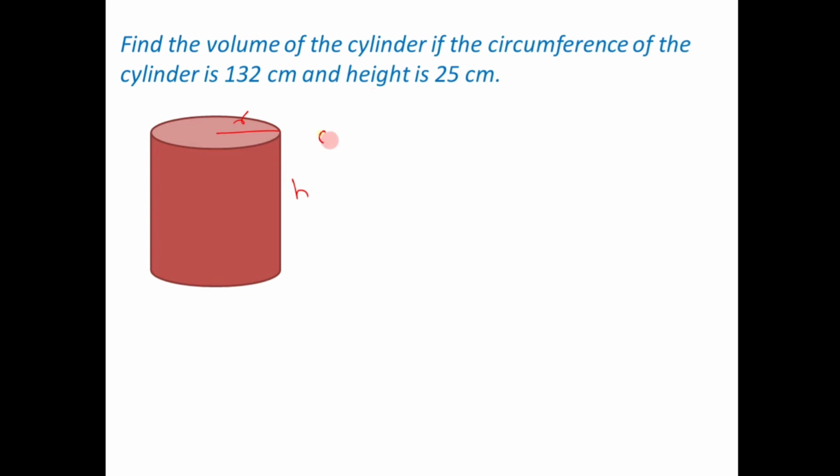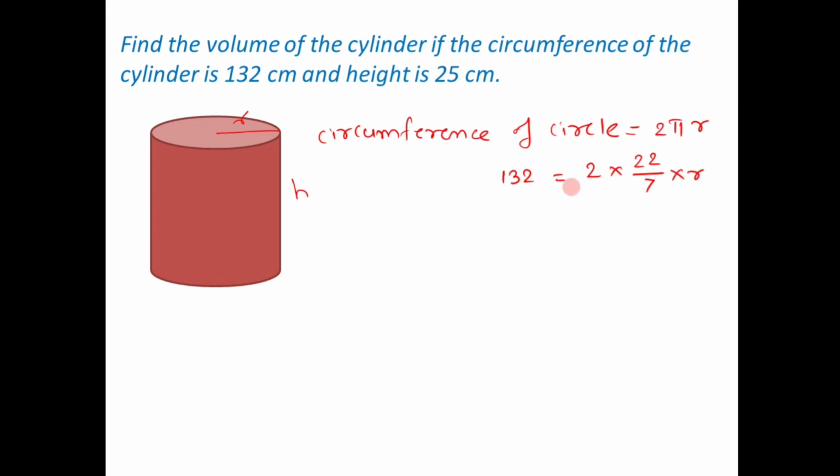Now by having this, we can have the formula for circumference of a circle as 2 pi r, and this circumference is given to be 132. That is equal to 2 into, if we replace pi here, we'll get 22 by 7 into r. We are doing this to get the value of r, that is the radius, because the radius is not given, and to find the volume of a cylinder we need a radius. So that's why we are calculating this one.